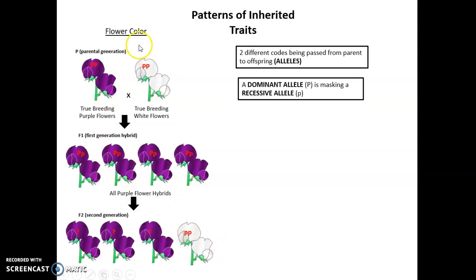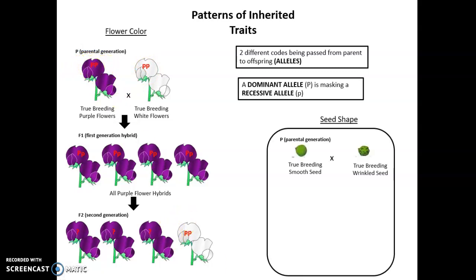Now, one thing to point out, notice how we're only using P's. We're not using P and W. Each gene that you're talking about, each trait, only gets 1 letter. So we can only use P here. When we're talking about white, we would do 2 lowercase p's. And we always use the letter for the dominant allele. So we're using P for purple.